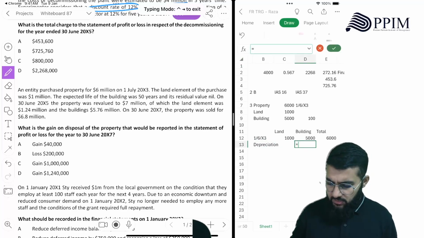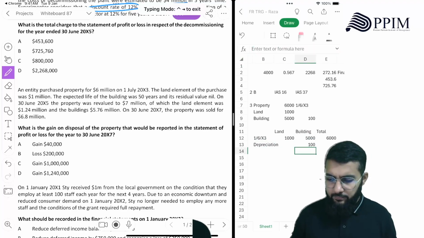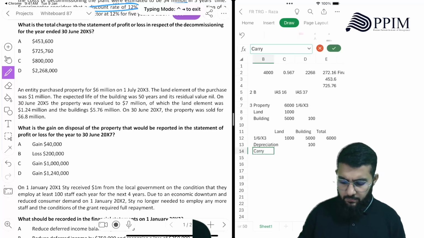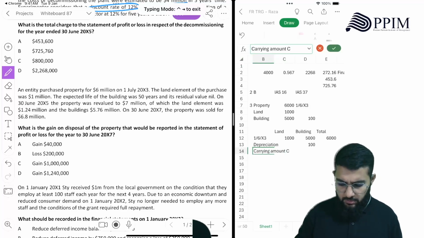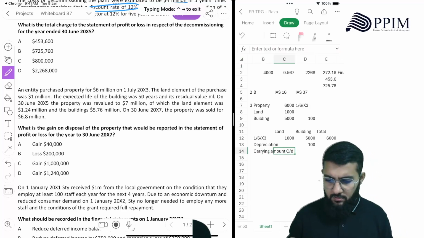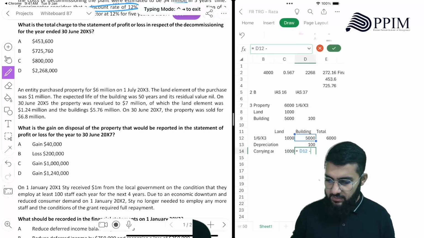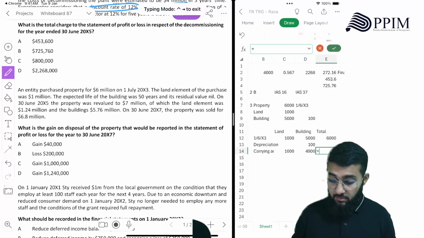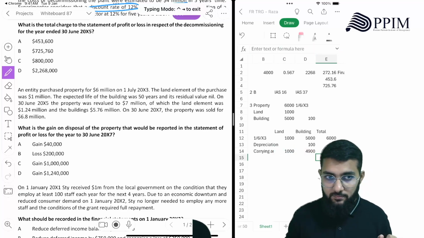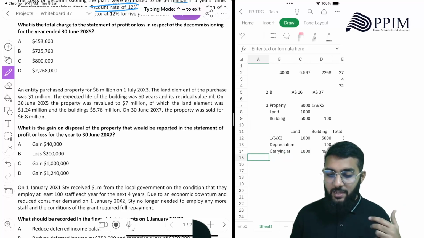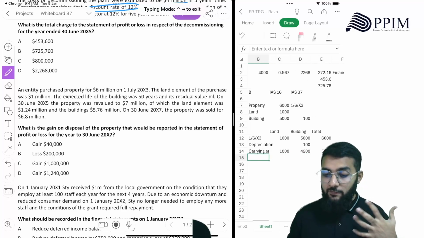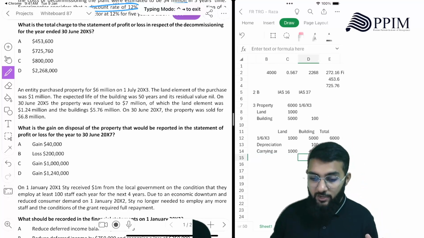What's the depreciation? This divided by 50. So what is the carrying amount? Amount carried down, how much is that? This is going to be 1 million. No depreciation on land. Building is going to be this minus depreciation. So what is the total? Still revaluation has not occurred. Okay, the revaluation is happening in 20X5. So we first need to figure out what was the value when the revaluation happened.